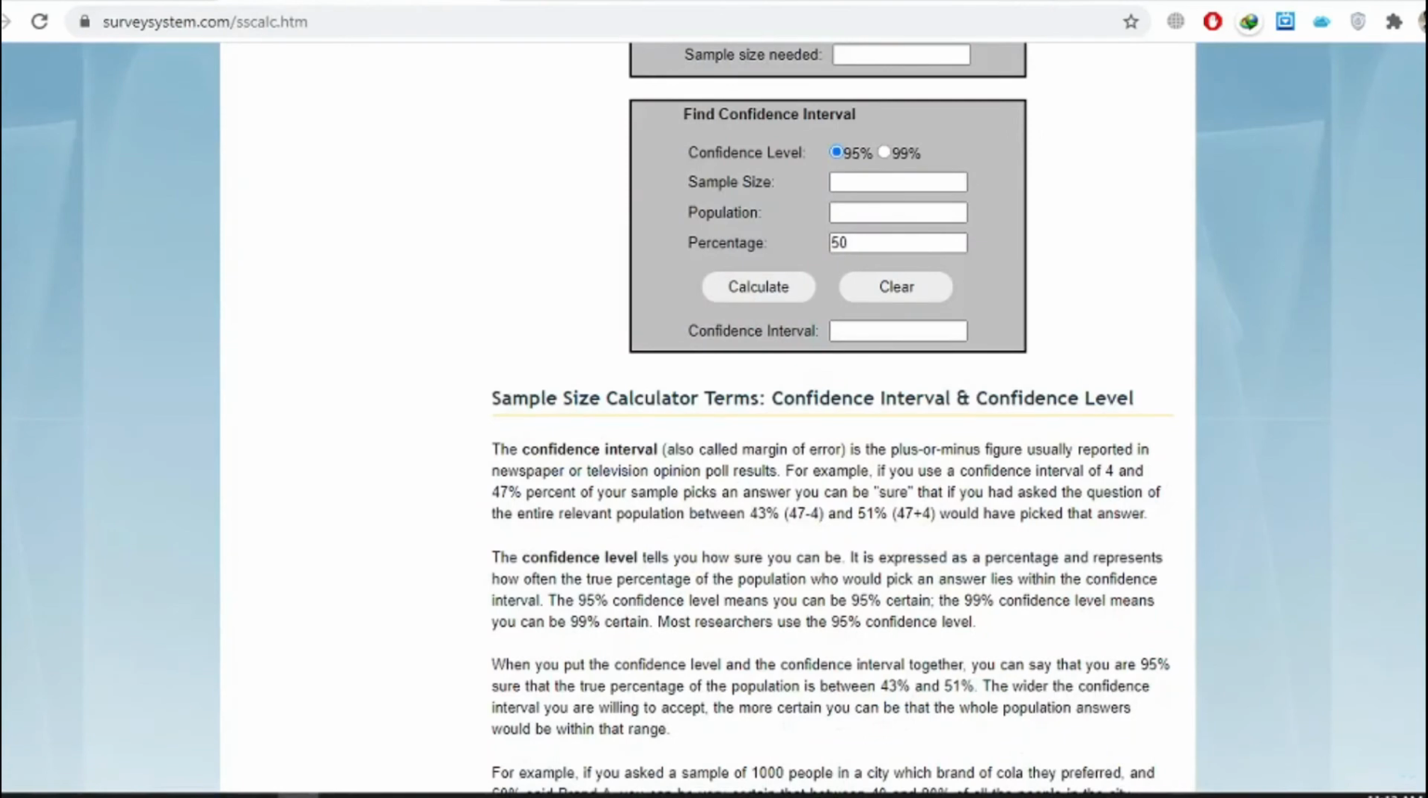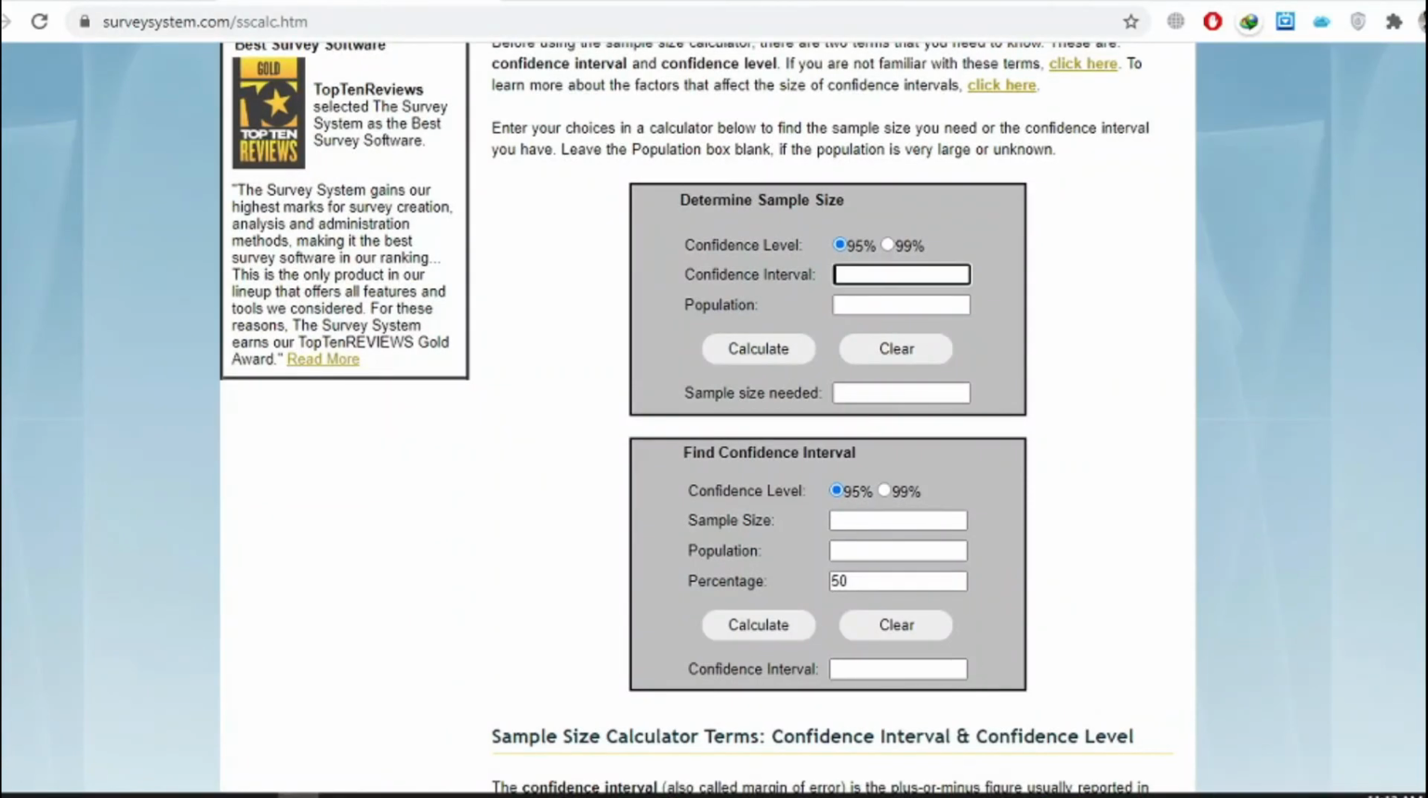We have a sample size calculator at surveysystem.com. Let's say for social science studies the confidence level is 95%. The confidence interval is the allowable error, or margin of error, of your result. Let's put 4%. This means that if the result is 47%, in your treatment of data it could be 43 to 51%, since it is plus or minus 4%.